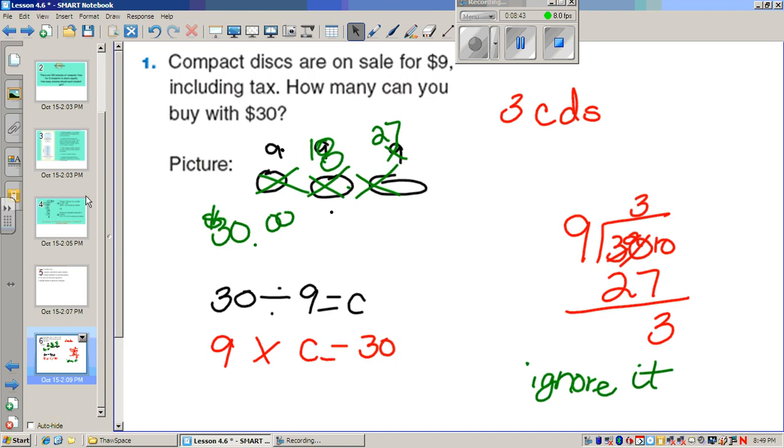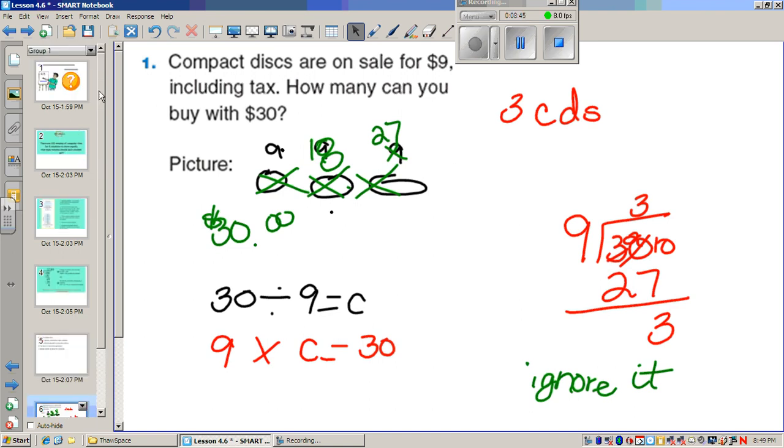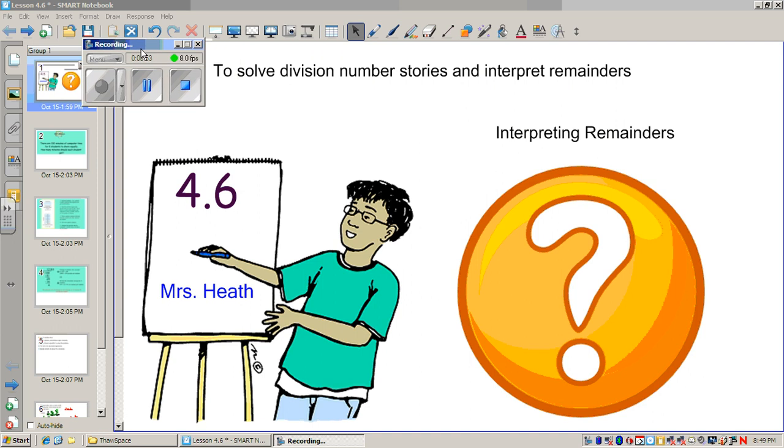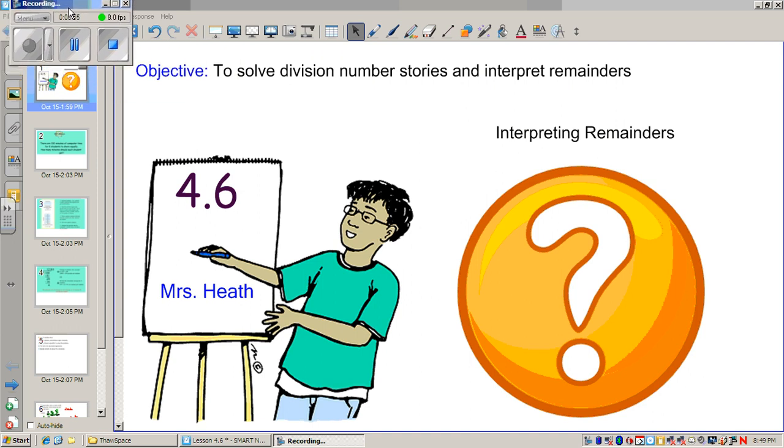So great work. We're going to talk a lot more about what we do with remainders in class. Thanks for listening. And guys and girls, I didn't really have you take many notes on this lesson, but I do want you to understand what to do with the remainder. So don't worry about notes for this lesson, but be thinking about remainders and what we do with them.